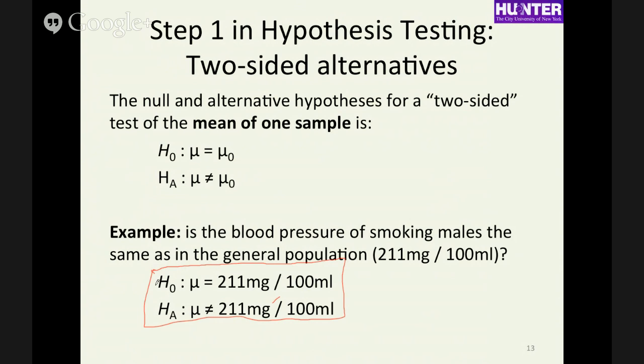So the features of these equations: the null hypothesis includes the equal. I've put it in terms of the problem. It's that the mean blood pressure of smoking males, our target population, is equal to, and I've put the actual values, 211 milligrams per 100 mLs. That doesn't sound right, does it? Per 100 mLs, what is that? That's cholesterol, isn't it? That's not blood pressure. Blood pressure would just be millimeters of mercury. Anyways, doesn't matter.